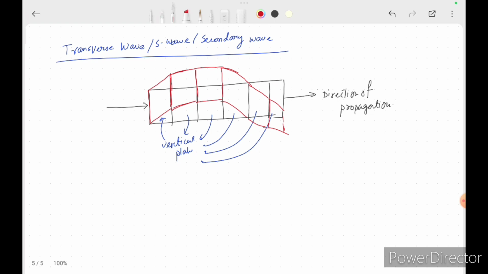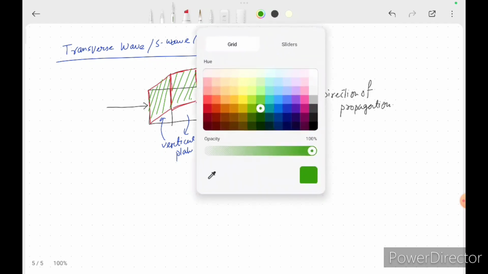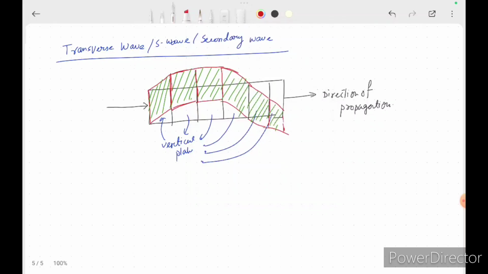This kind of shape distortion actually occurs here. This is the shape distortion. This shape distortion actually occurs due to the vertical shear, right? This is the vertical shear. So along these directions we have vertical shear. Okay, so this is the scenario when a transverse wave propagates through a medium, right?